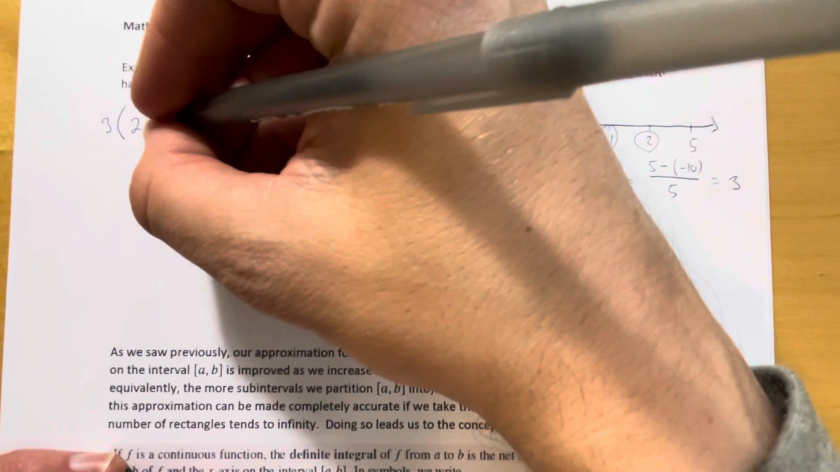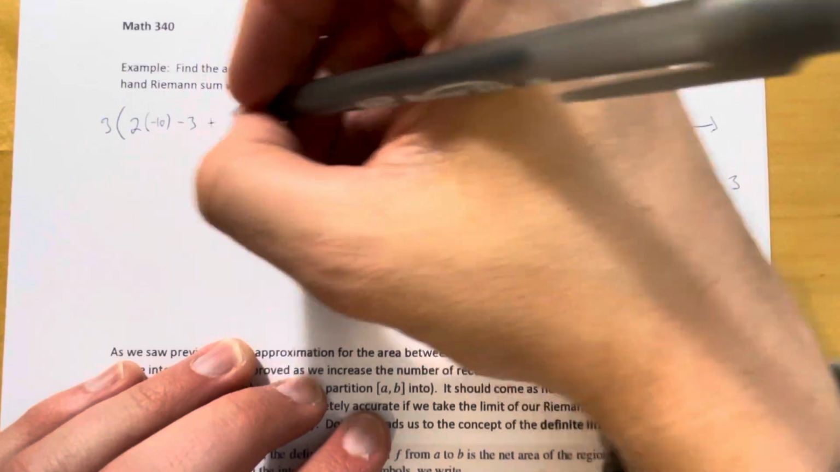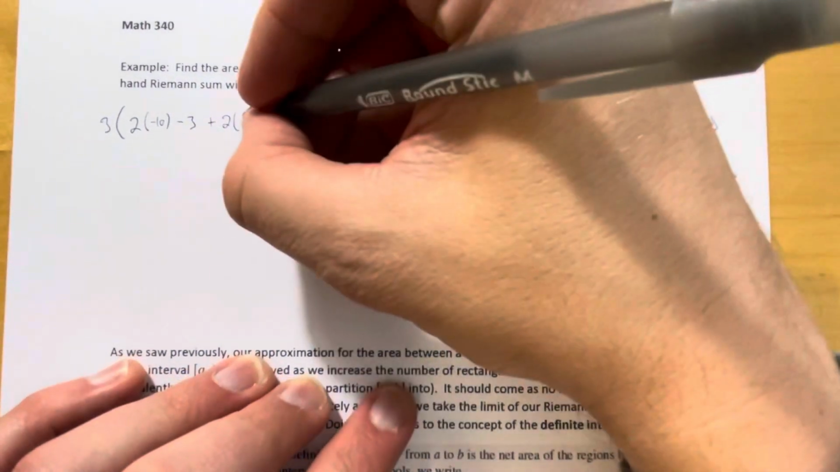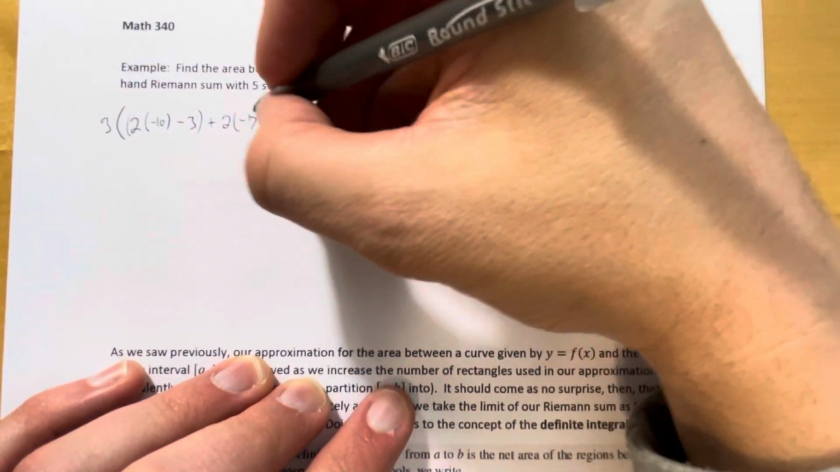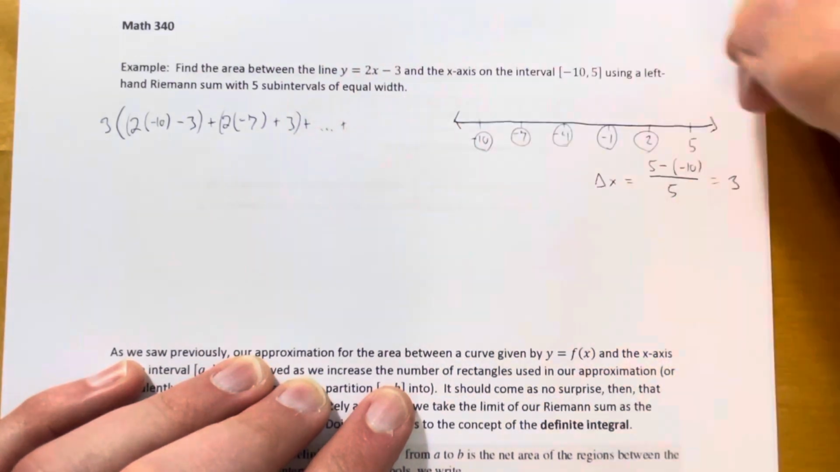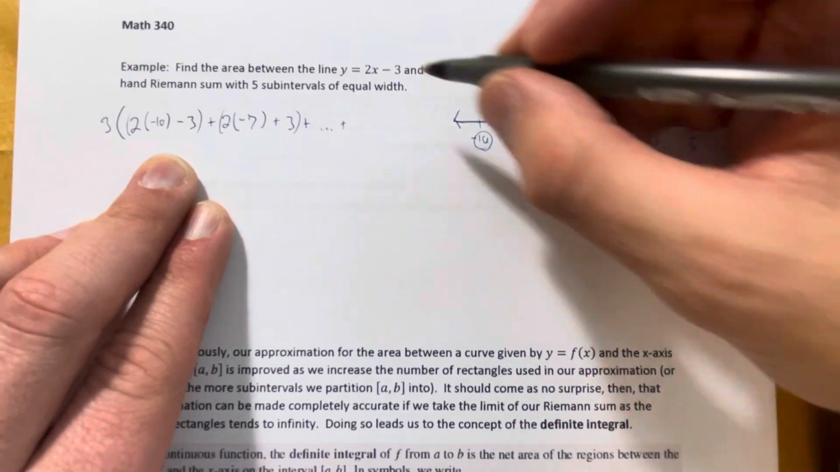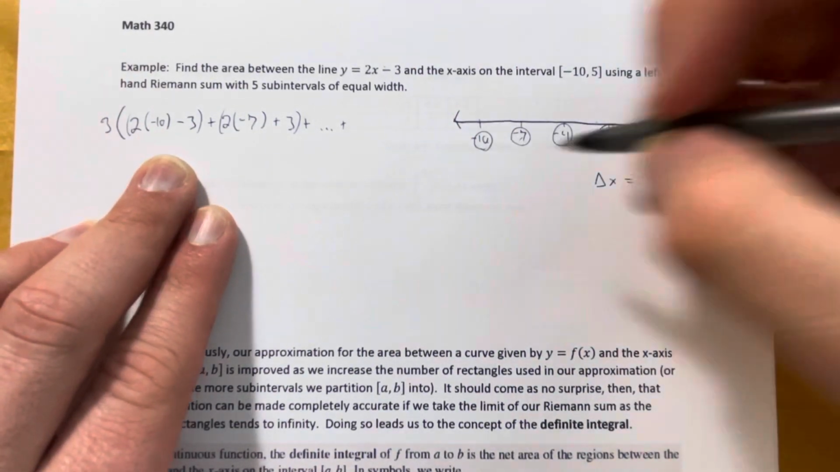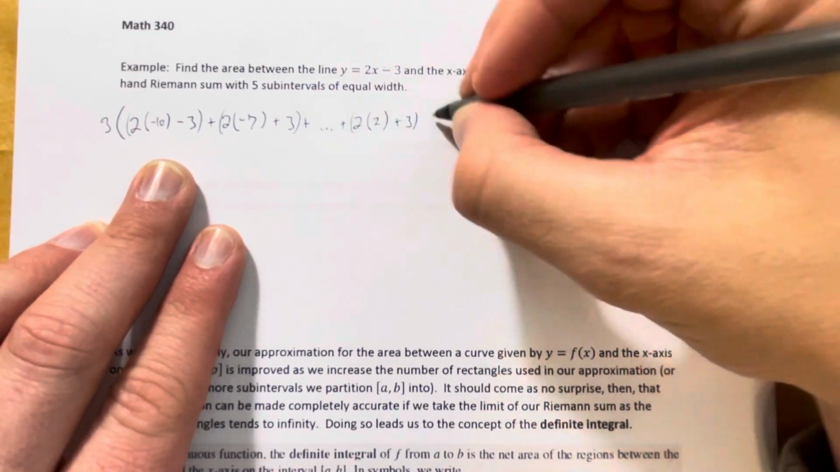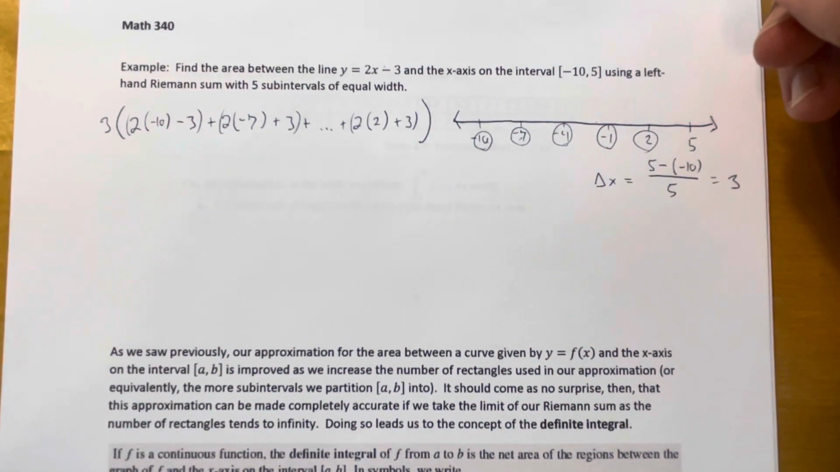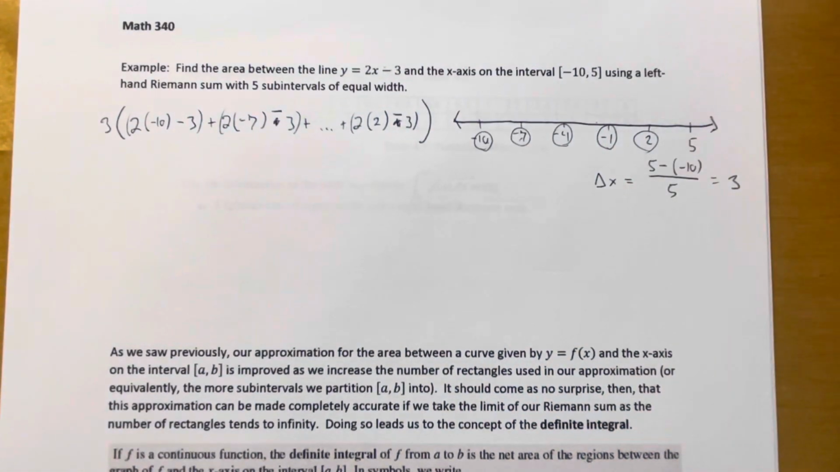2x, so that's 2 times negative 10, minus 3 here, plus 2 times negative 7, minus 3, plus, and I'm going to go like this, dot, dot, dot, plus. Because I could write out all of them, but you kind of get the idea. I'm plugging each of these left endpoints into that function until I've gone all the way up to 2 here. So that would be the last one, 2 times 2 minus 3. Oh, sorry, these should be minuses. That's what the function's telling me.